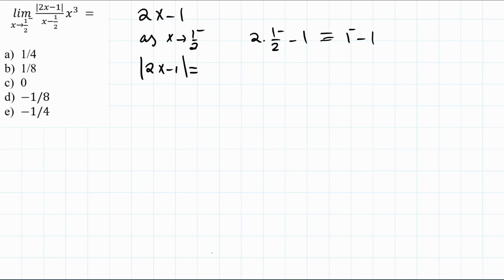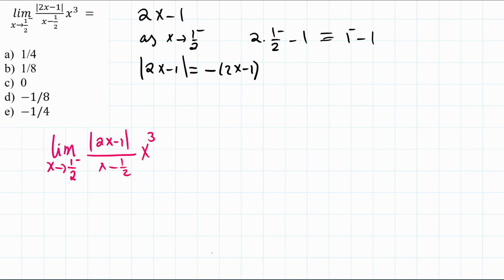Since the quantity inside is negative, I can write that as minus times whatever is inside, and then I will just go and evaluate the limit. Now the limit can be written as the limit as x goes to 1 half from the left. Now we said this quantity, the absolute value, can be written as minus (2x minus 1) divided by (x minus half) times x cubed. What I'm going to do here is multiply by 2 and also divide by 2. The reason for this is that I could do some simplification.